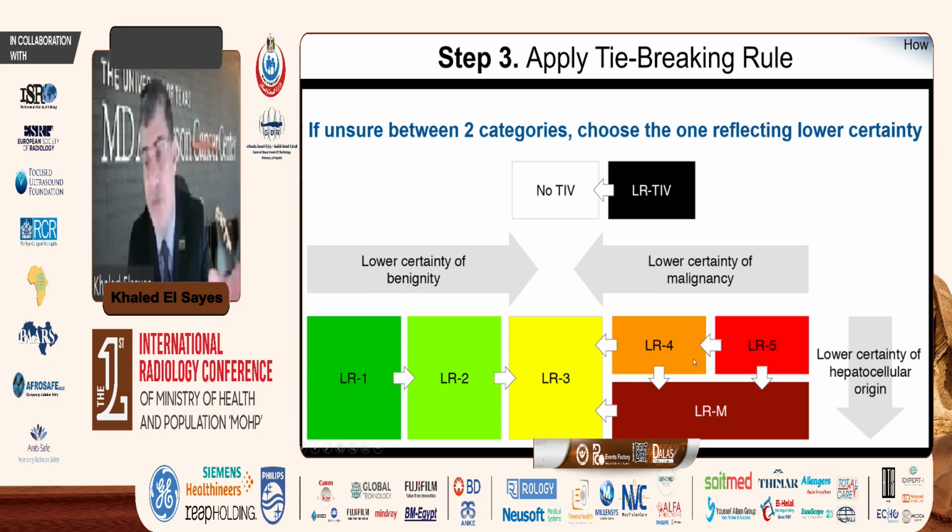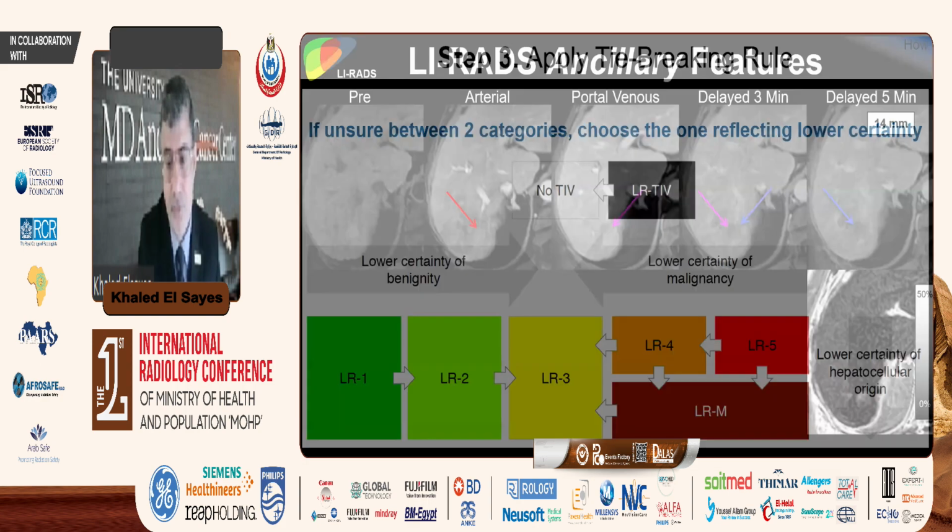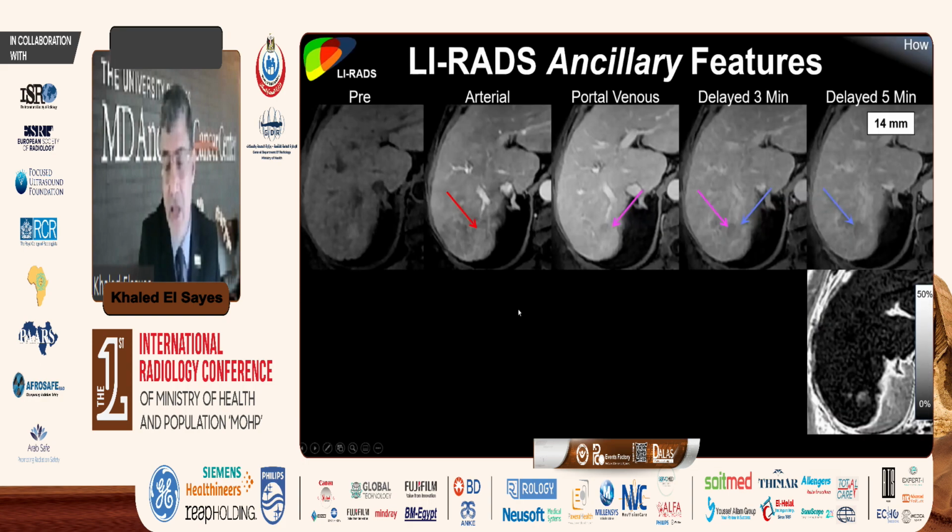So you upgrade it if you think it's benign, right? If you are unsure or uncertain, and you downgrade it if it's malignant. Again, keeping the high sensitivity and the specificity and being conservative at managing these observations. This is how we use ancillary features.